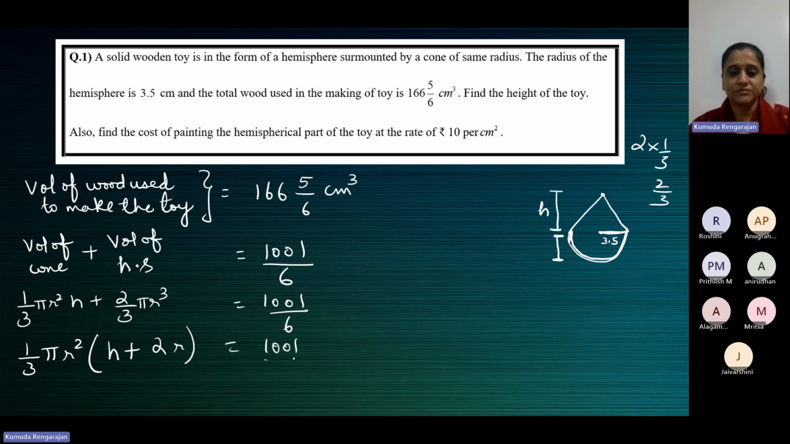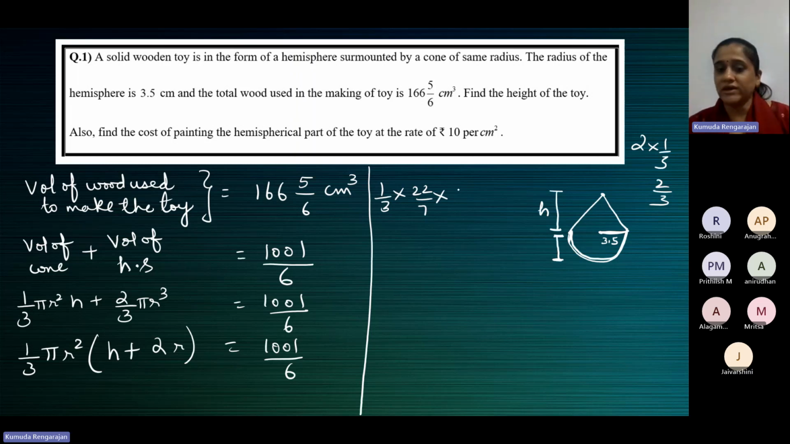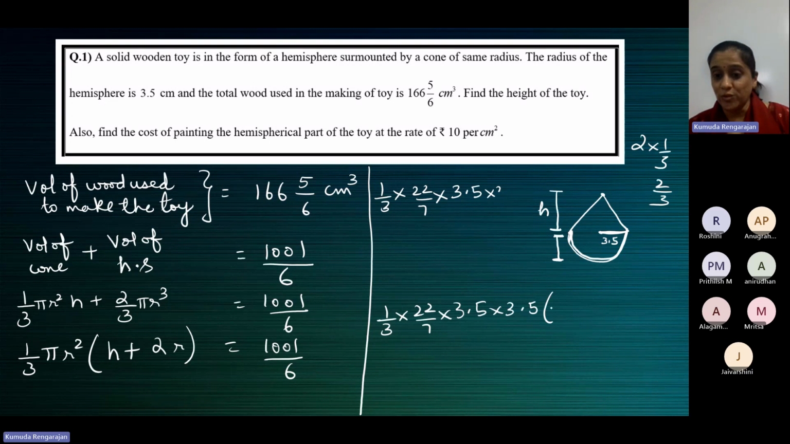Is this understood? Now, 1 by 3 into pi, the value of pi is 22 by 7, into r, 3.5 into 3.5. Correct? I'll just do it here. 1 by 3 into 22 by 7 into 3.5 into 3.5, r square, into h, we don't know, plus 2r. 2r is 7. 2 into 3.5 is 7. Correct? Is equal to 1001 by 6.